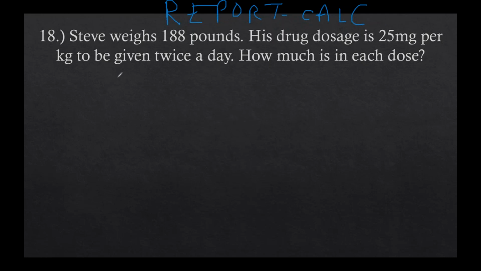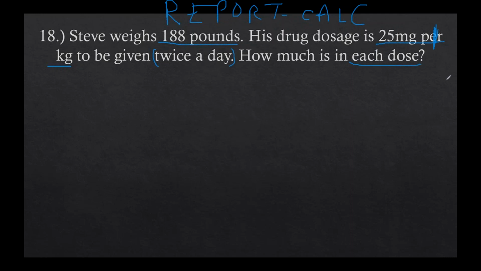Okay, so here's the big part of this. We know that Steve weighs 188 pounds. His drug dosage is 25 milligrams per kilogram. Again, remember that per means fraction bar. It's also important to notice it's given twice a day. We're trying to figure out the amount in each dose. There's a lot going on in this problem.